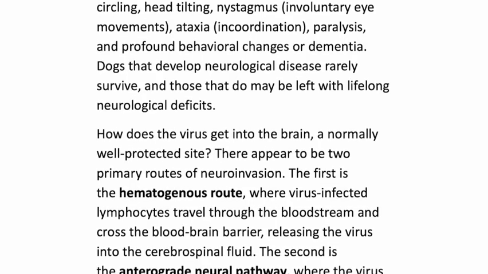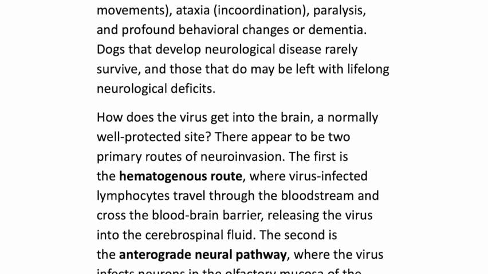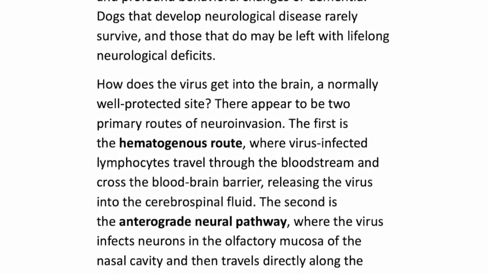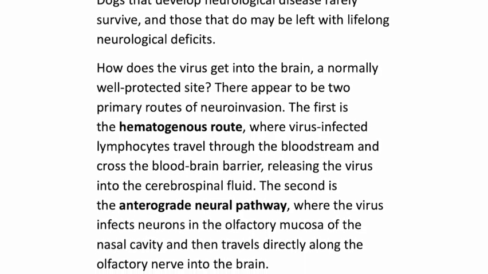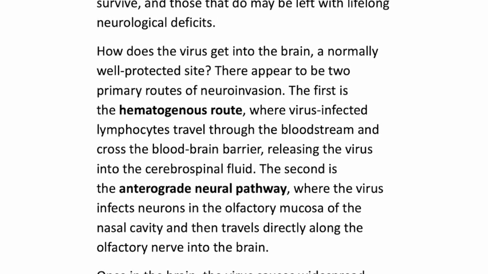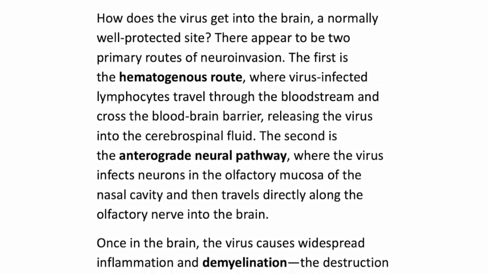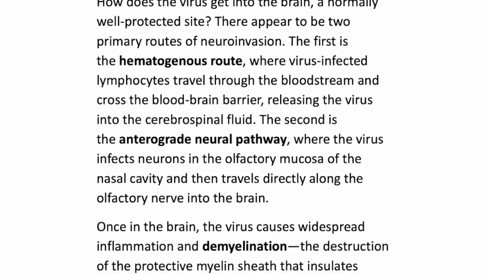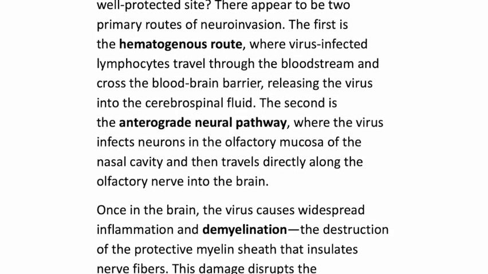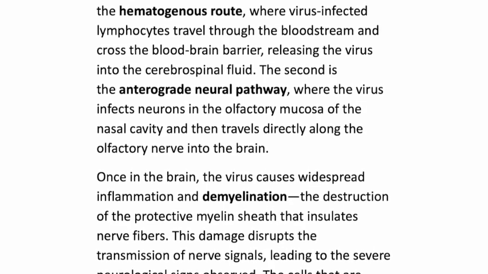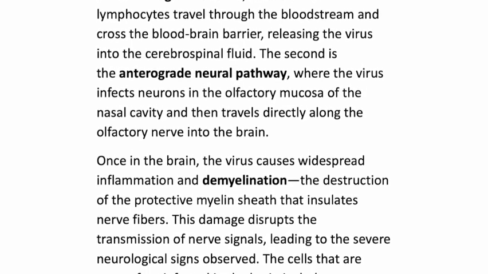How does the virus get into the brain, a normally well-protected site? There appear to be two primary routes of neuroinvasion. The first is the hematogenous route, where virus-infected lymphocytes travel through the bloodstream and cross the blood-brain barrier, releasing the virus into the cerebrospinal fluid. The second is the anterograde neuropathway, where the virus infects neurons in the olfactory mucosa of the nasal cavity, and then travels directly along the olfactory nerve into the brain.